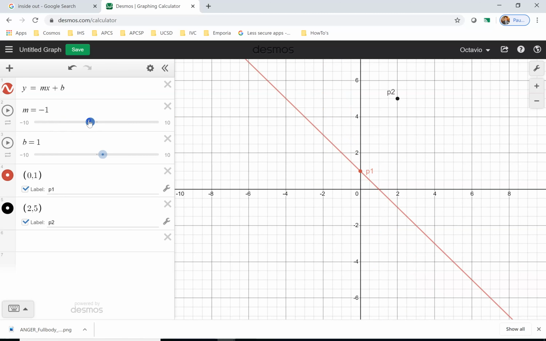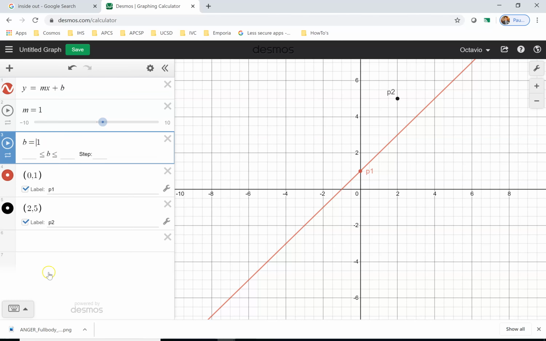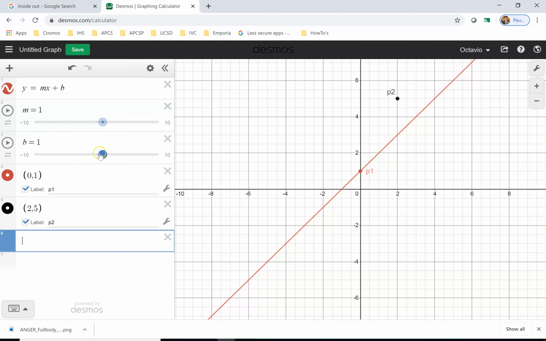That's the slope. I'll leave it here at 1 for now. Now what about the y-intercept, b? Again, instead of putting a number here, I put a variable so that I can change the value of that variable, and you can see what happens as I change the value.